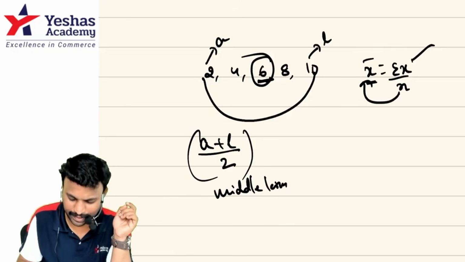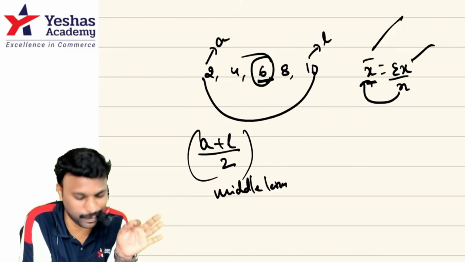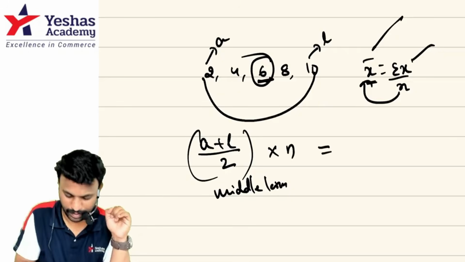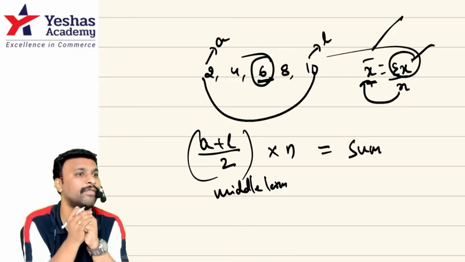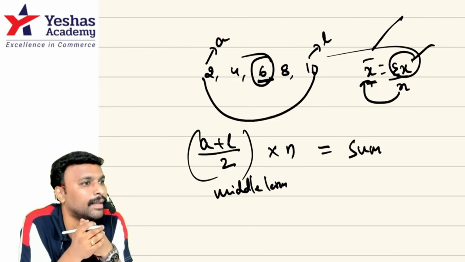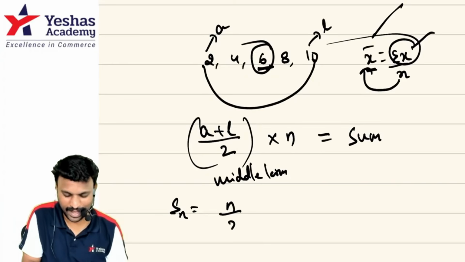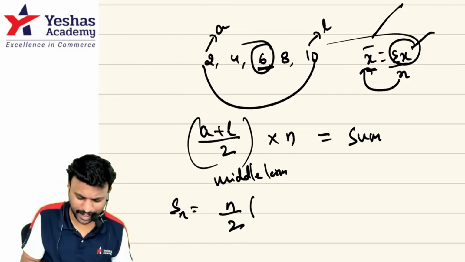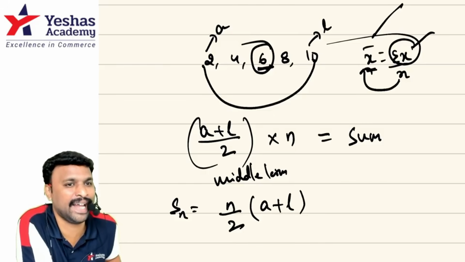What is the middle term actually? Nothing but the arithmetic mean. Yes or no? Arithmetic mean is the middle term only. Into n, what does it give us? This is summation x. This is the sum formula of an AP. Sn is equal to, I just modify this a little. Can I write it as n by 2? Ultimately, it's a multiplication into a plus L. So this is the Sn formula of an AP.